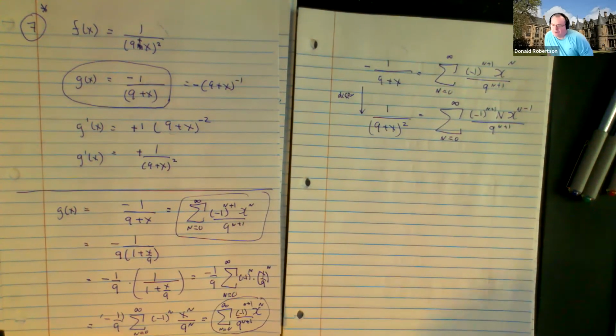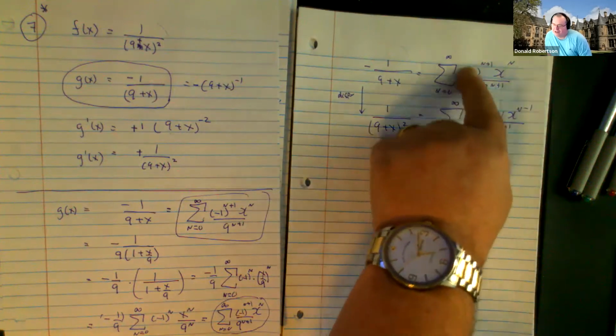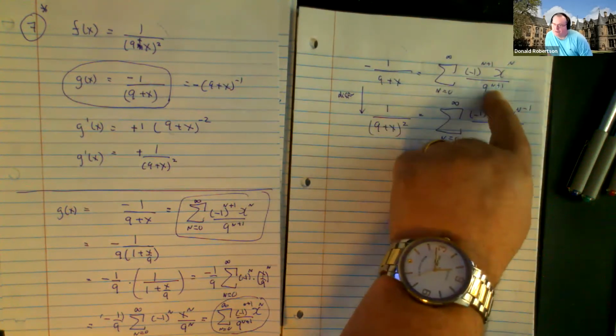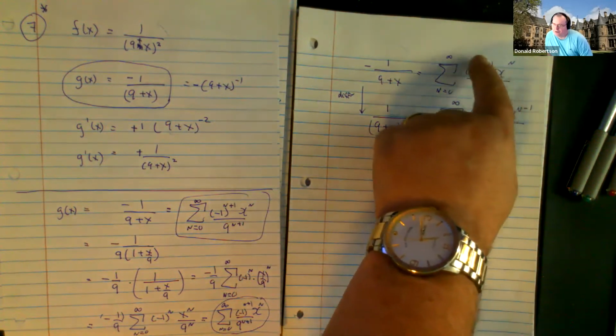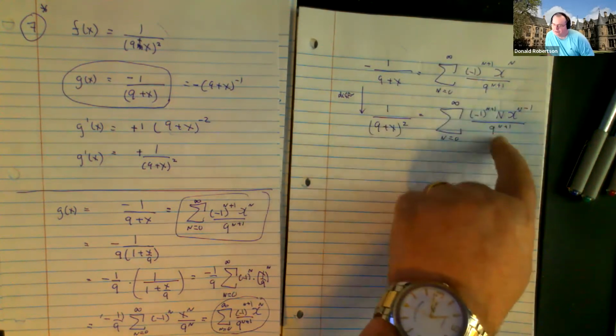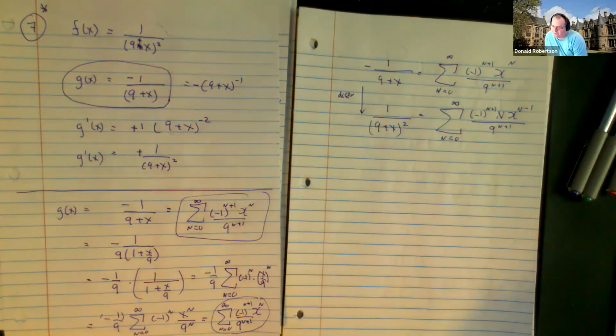Are you comfortable with, if you differentiate any one of these terms, don't you basically multiply by the power and then reduce the power by 1? And isn't everything else just a number? So everything else stays put. Looking good?